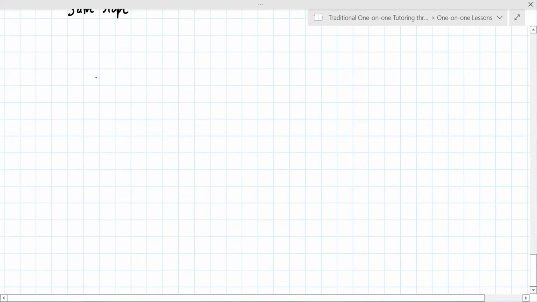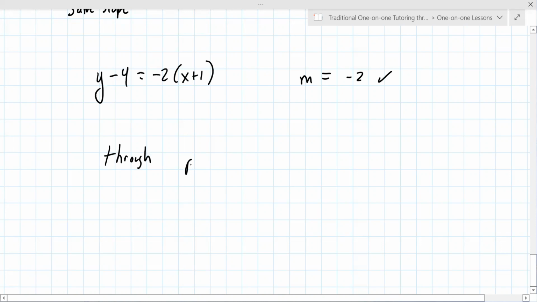Let's say I give you this equation. y minus 4 equals -2 times x plus 1. What is the slope of this equation? -2. -2, good. Okay. So the problem will go on to say through the point 5, 7.